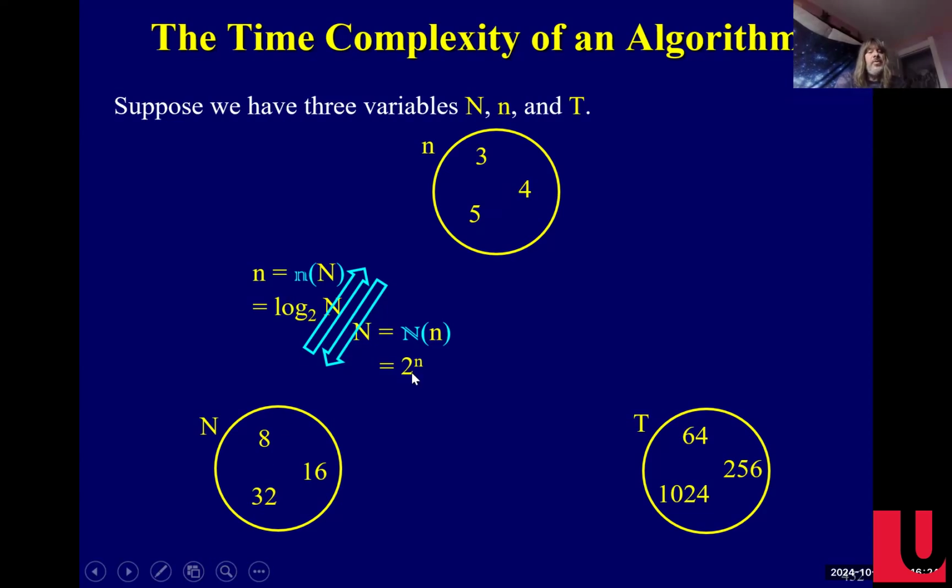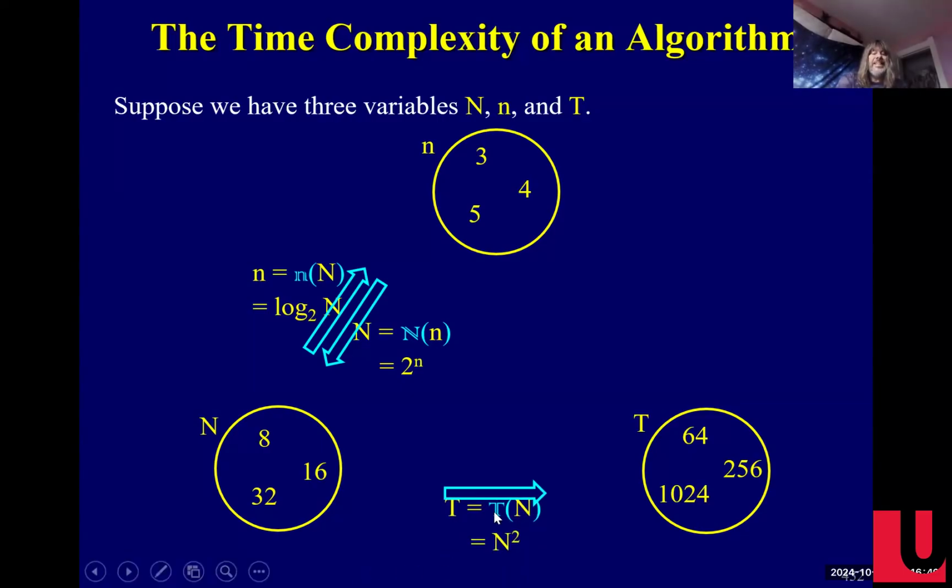And so you should know that the inverse function is exponentiation. 2 to the 5 is 32, right? So that's the inverse function. It maps in the opposite direction. Right, let's do it again.